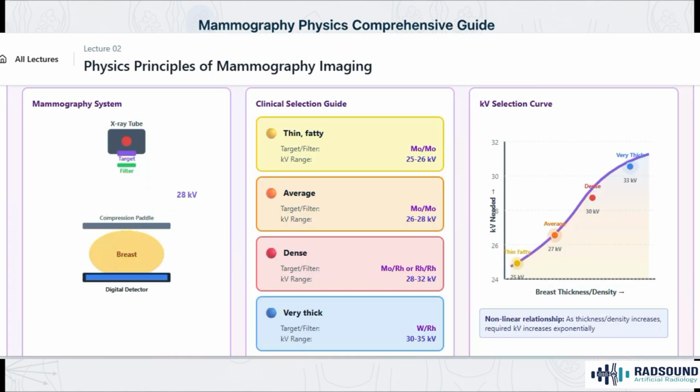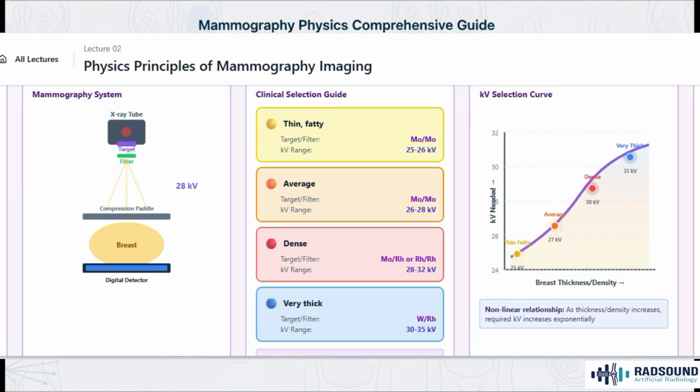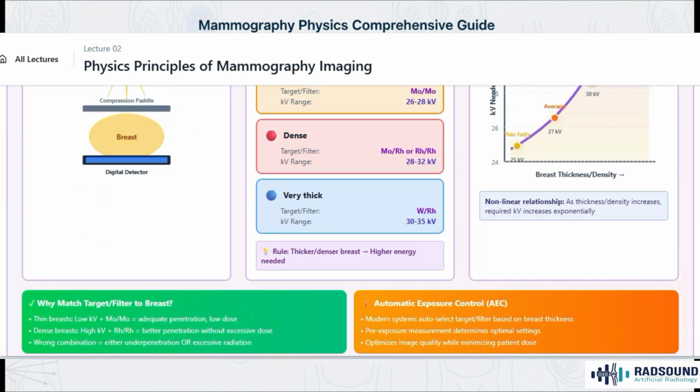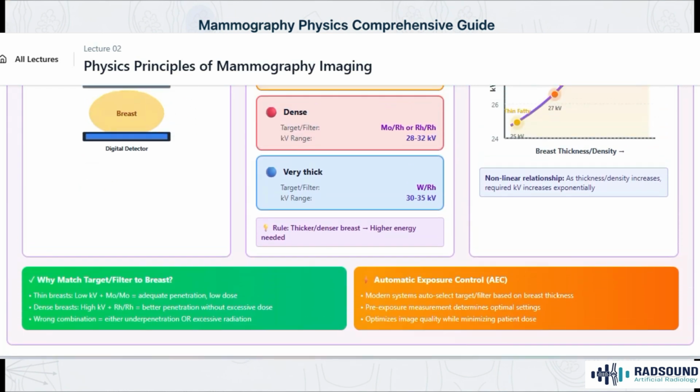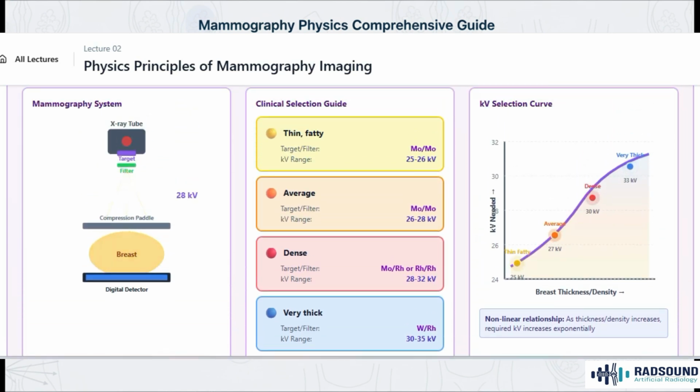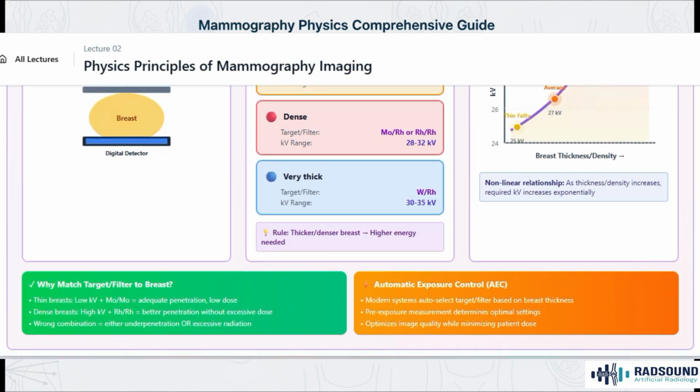So for a thin, fatty breast, we might use that MO/MO combo at around 25 kV. But for a very thick or dense breast, maybe one with an implant, we might need the penetrating power of a W/RH combo at up to 35 kV. It is always a constant balancing act between image quality and radiation dose.